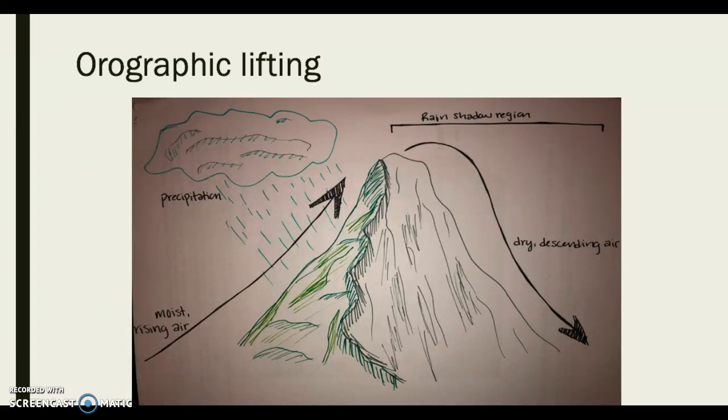This is a sketch I did of orographic lifting. As you can see, from the left, the moist air is rising up the mountainside and coming over the top of the mountain and descending as dry air. The left side of the mountain has lots of precipitation, causing nice green vegetation, and the other side of the mountain really isn't doing so well. It has no precipitation, it has no moist air rising along it. It only has that dry descending air, so this results in a rain shadow region.